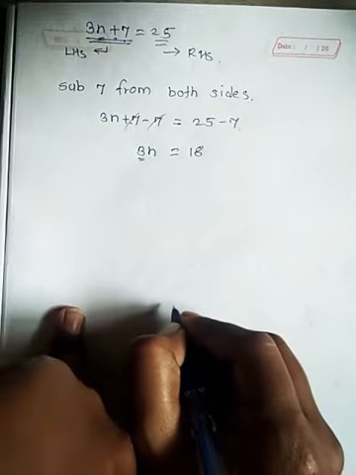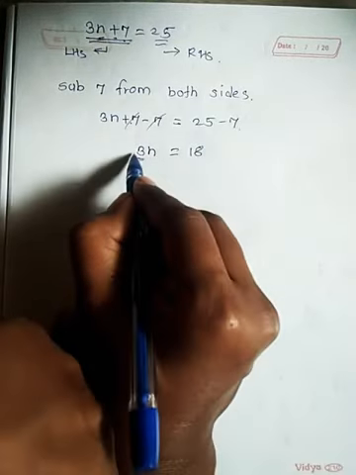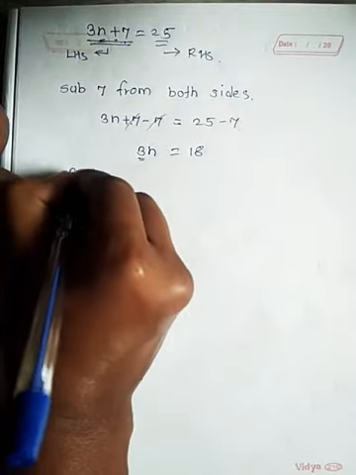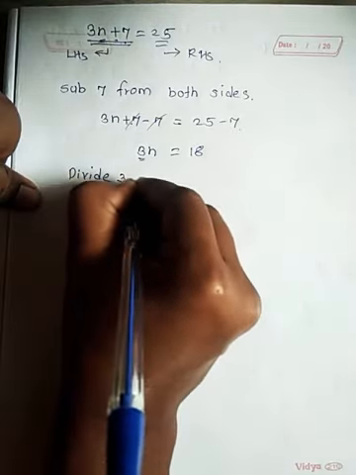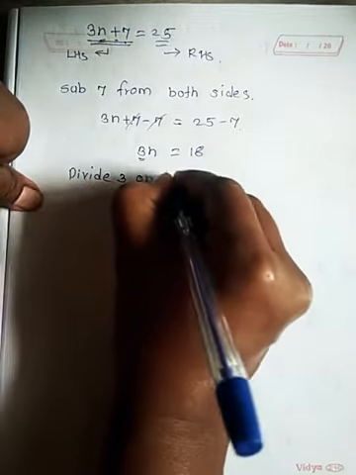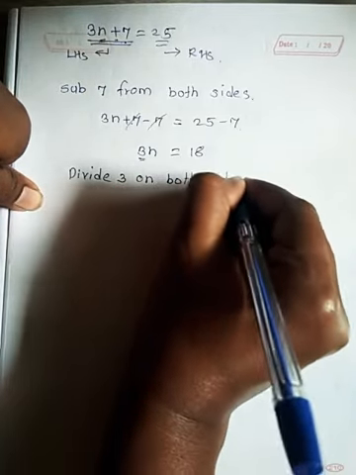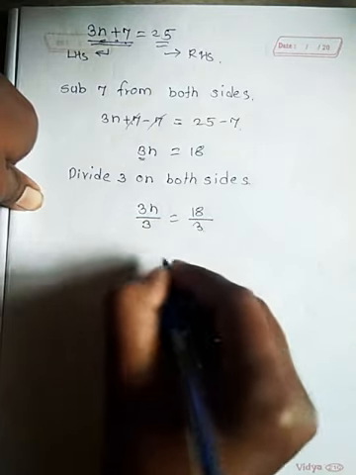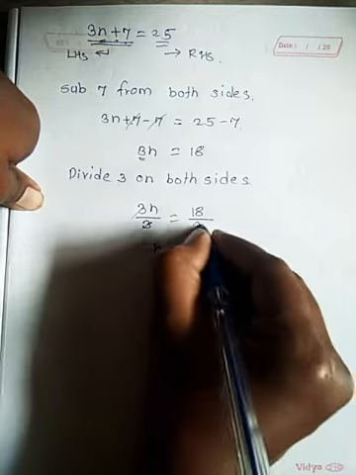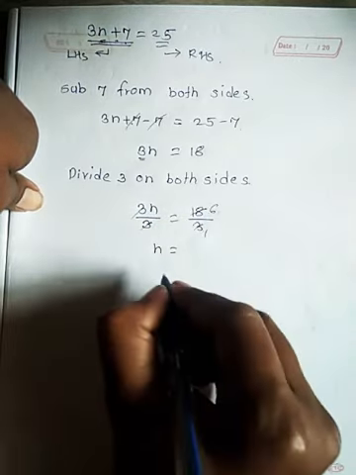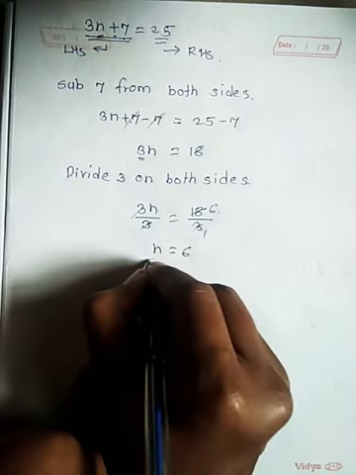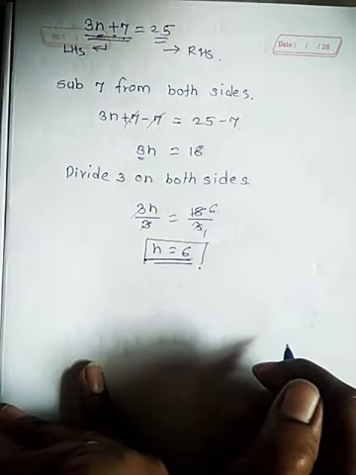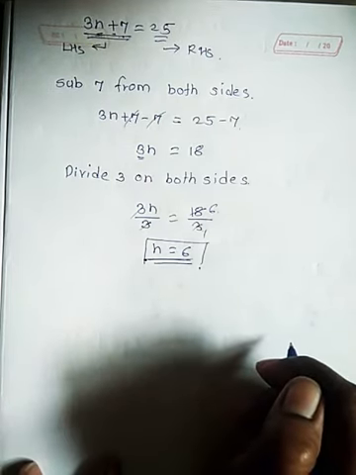Now see here, 3 is in multiplication. So if I divide by 3 on both sides, then this 3 will get cancelled. So the second step is to divide by 3 on both sides. Now 3n divided by 3 is equal to 18 divided by 3. 3 gets cancelled. n is equal to, 3 ones are 3, 3 sixes are 18. So n is equal to 6. Now you got the value of n. Like this you need to solve each and every equation.